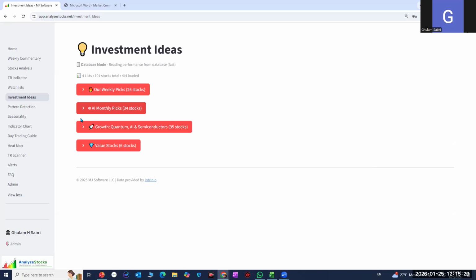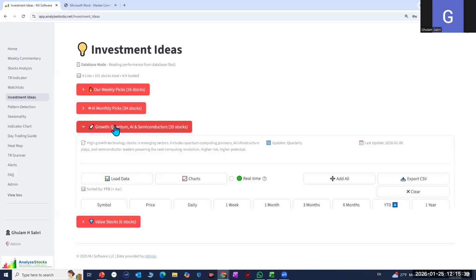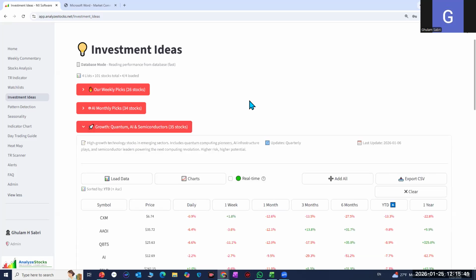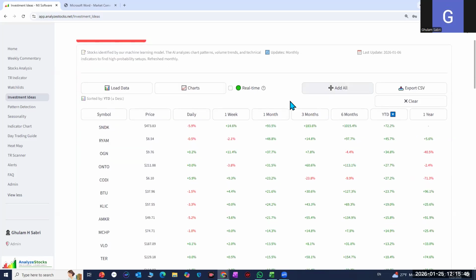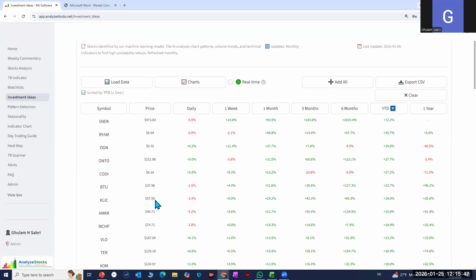So these two, in fact, these three. Third one is the value stocks only, which are not growth stock, which are not supposed to give you high return, but they give you some dividend and they will slowly move on. So if you just take a look at the AI monthly picks, I updated this list on the very first or second of the month. And now the next update will be done on the first or second of February.